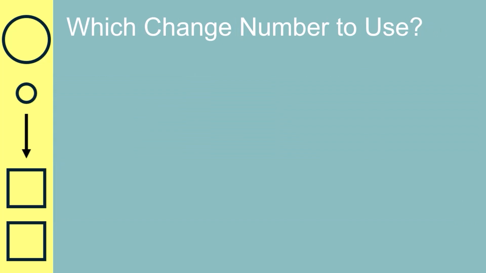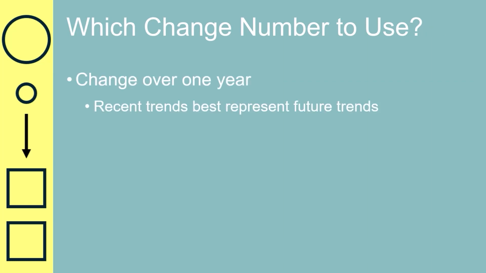Which percentage change number should you use for a projection? Here are some options and times they may be most useful. Change from the previous year. An example of this would be to project future revenue using the 9% revenue change from 20x0 to 20x1. This is best if you think recent trends best represent future trends.